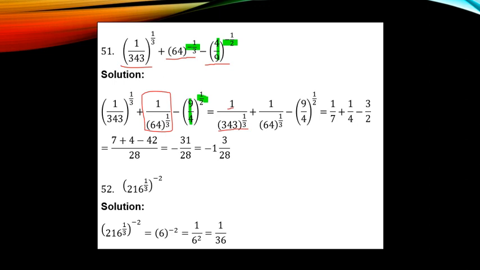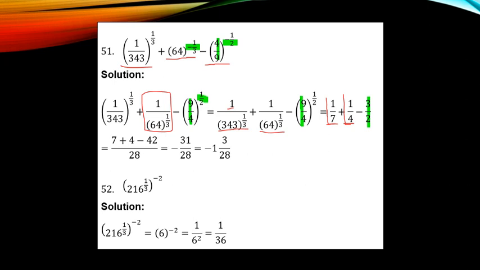Okay, so we have everything set. We are to simplify. If you take the cube root of 343, what you have is 7, so you have 1 over 7. If you take the cube root of 64, you have 4, so you have 1 over 4. If you take the square root of 9 over 4, because power of half means square root, you have 3 over 2 in this form. So we have fraction, addition, and subtraction.